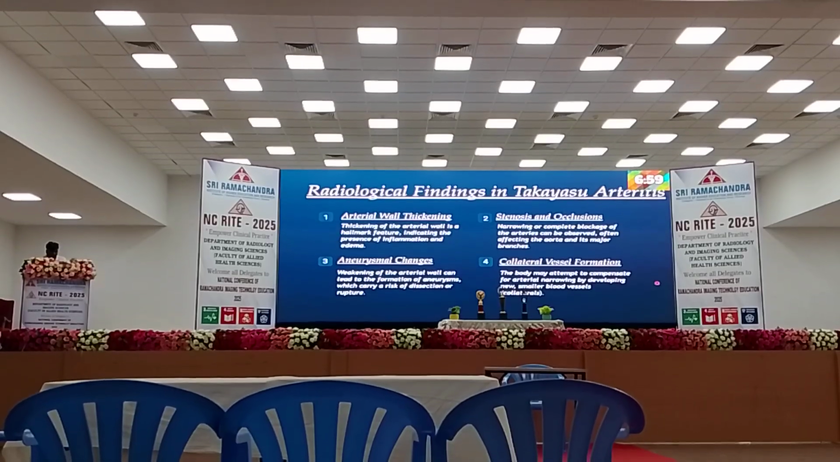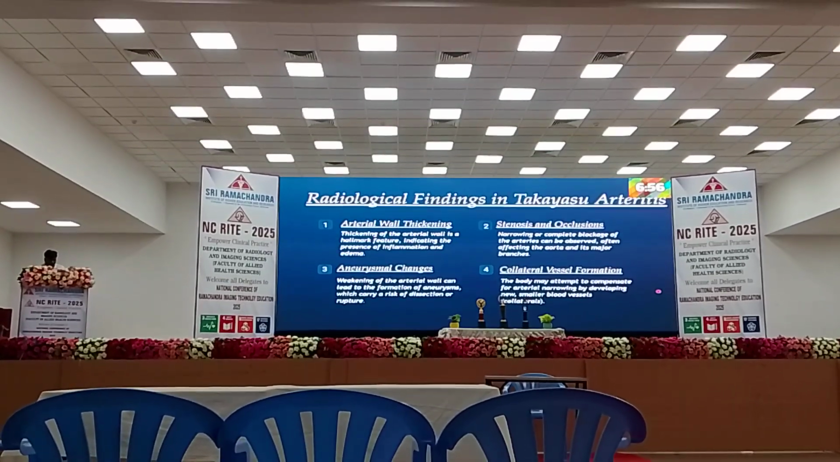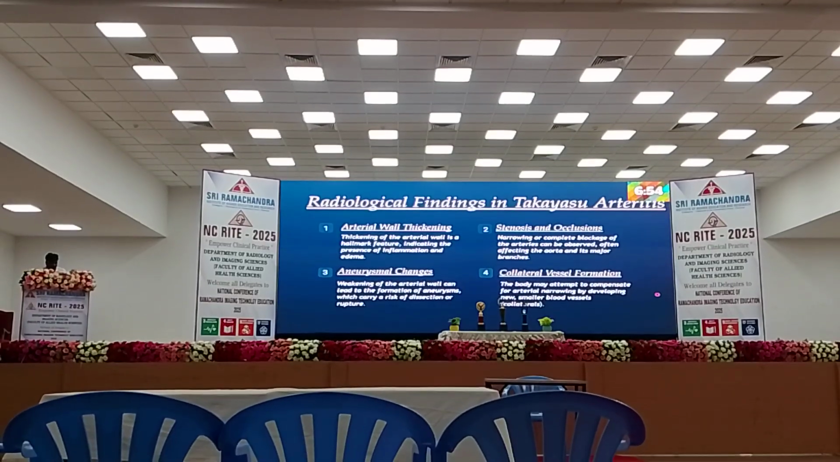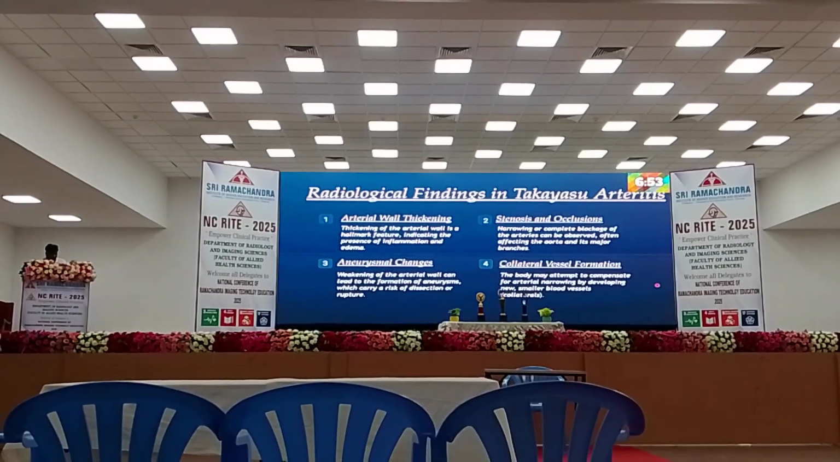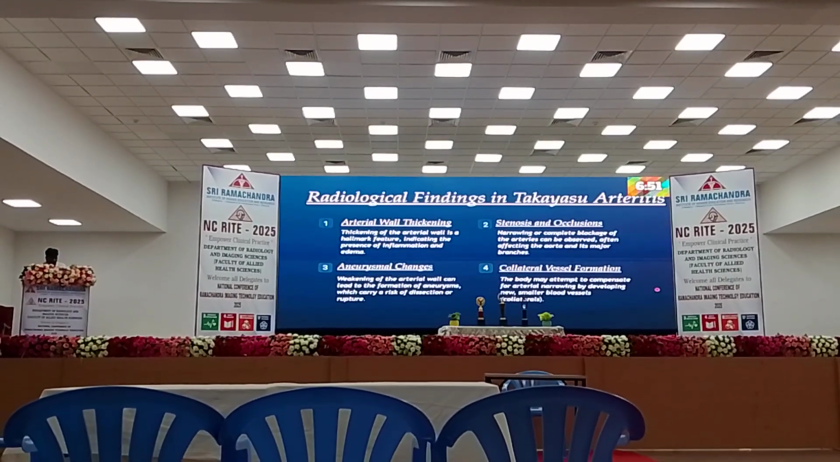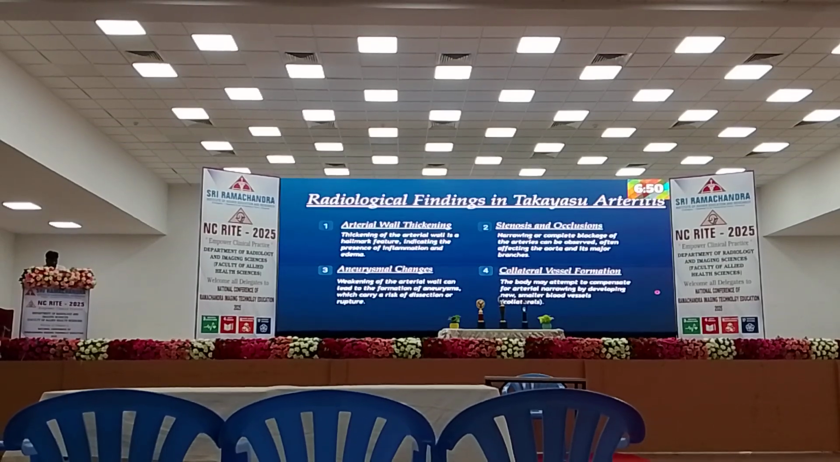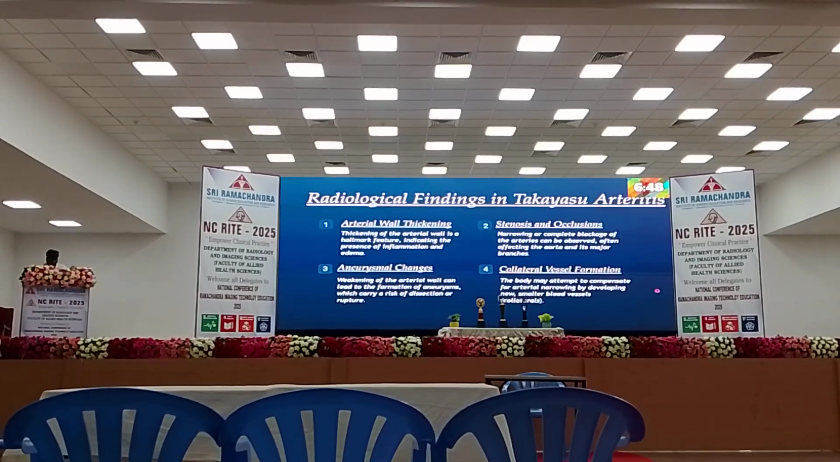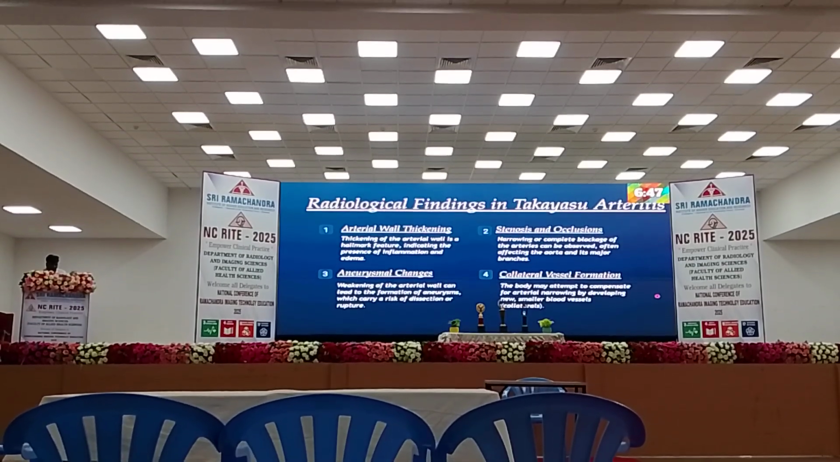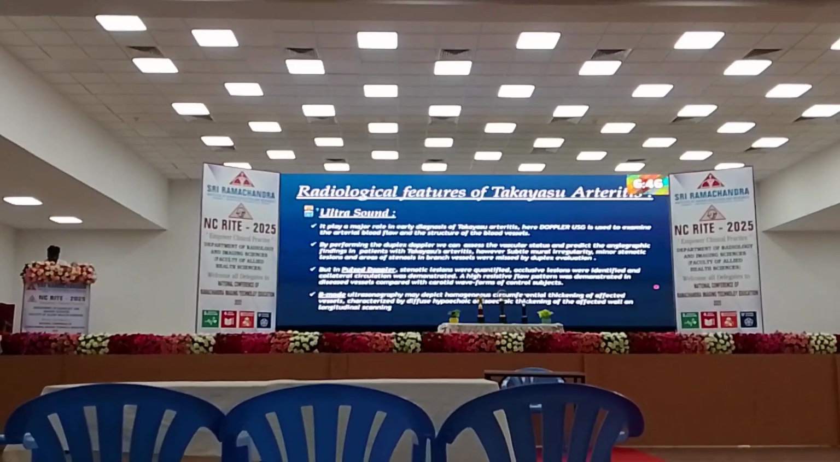Stenosis and occlusion. Narrowing or complete blockage of the arteries can be observed, often affecting the aorta and its major branches. Aneurysmal changes. Weakening of the arterial wall can lead to formation of aneurysm, which carries a risk of dissection or rupture. Collateral vessel formation. The body may attempt to compensate for arterial narrowing by developing new small blood vessels.